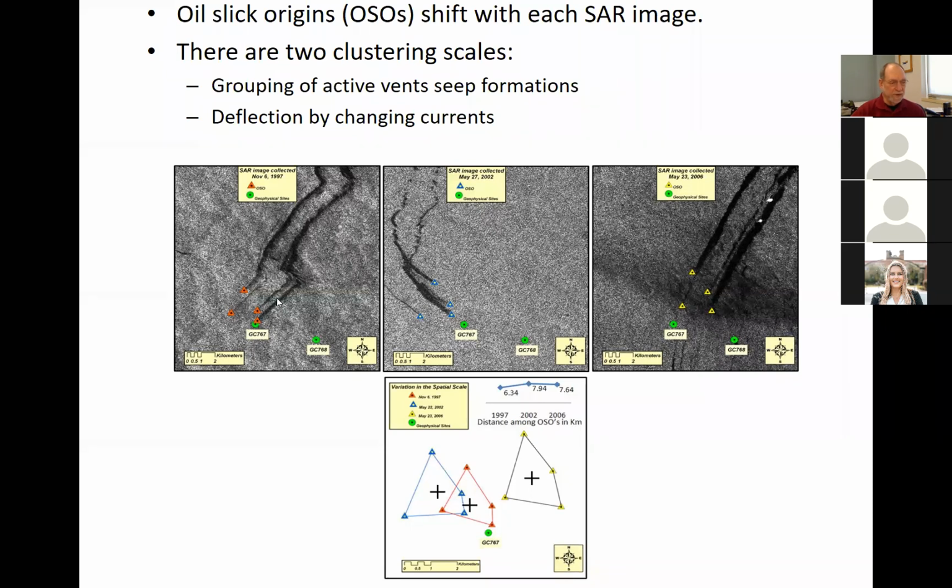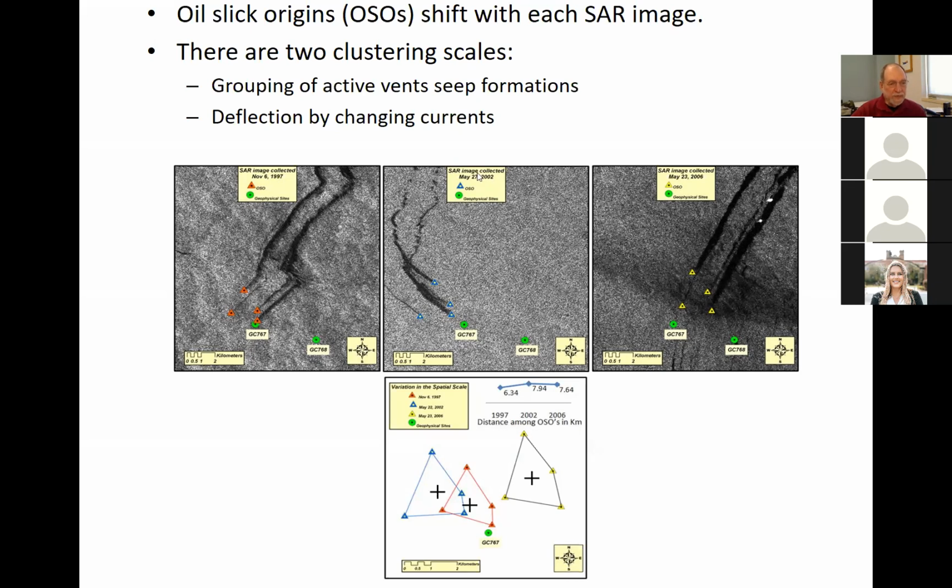This is about 1,200 meter depth. And these red triangles mark the location of the origin of 4 separate oil slicks that are coming to the surface. This radar image was taken in 1997.